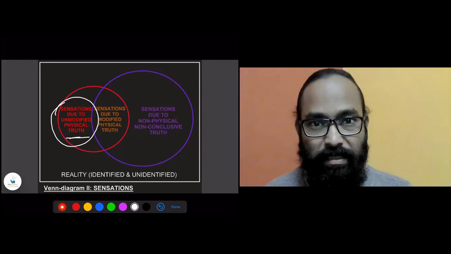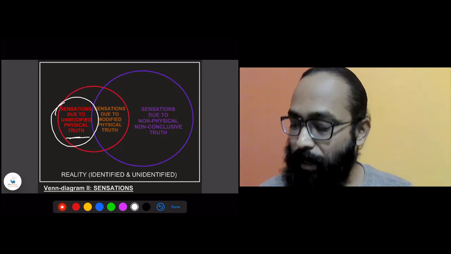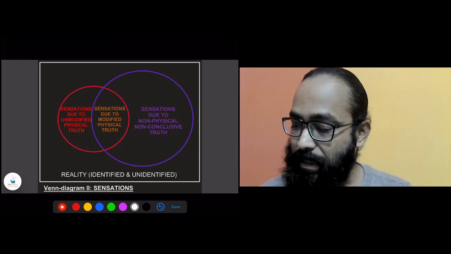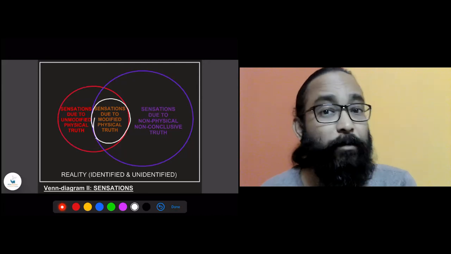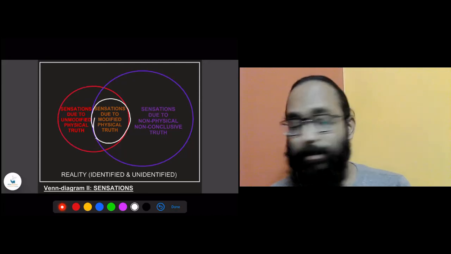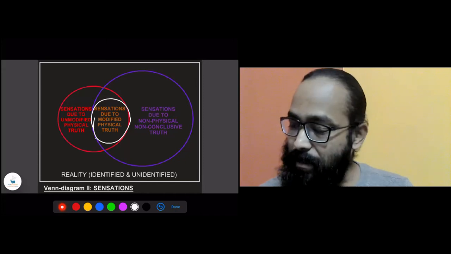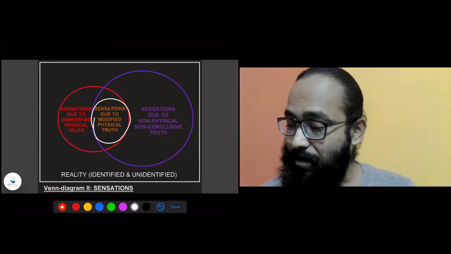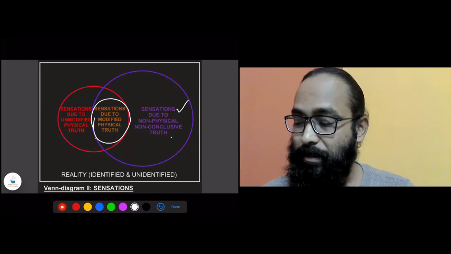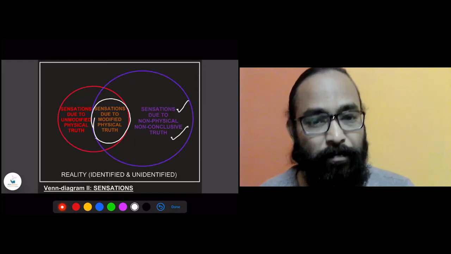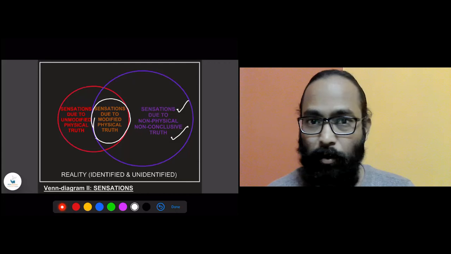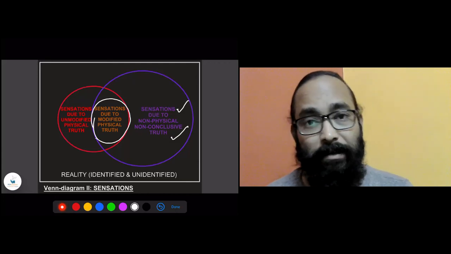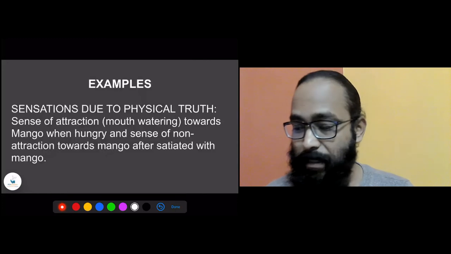And then we'll come to the examples, and then the modified truth. When we experience that, a different type of sensation happens. So that's the second type of sensation. And there are actually sensations due to the ideas. So that's the third type of reality. And all these realities may be identified or unidentified, both. Now let's see the example.